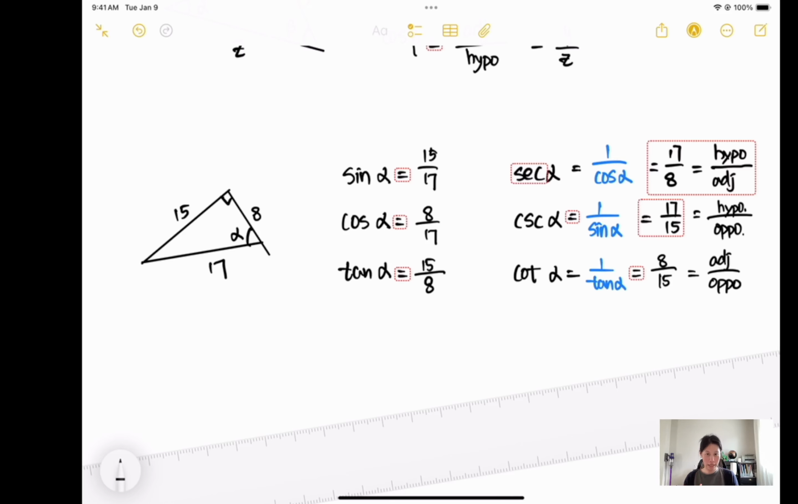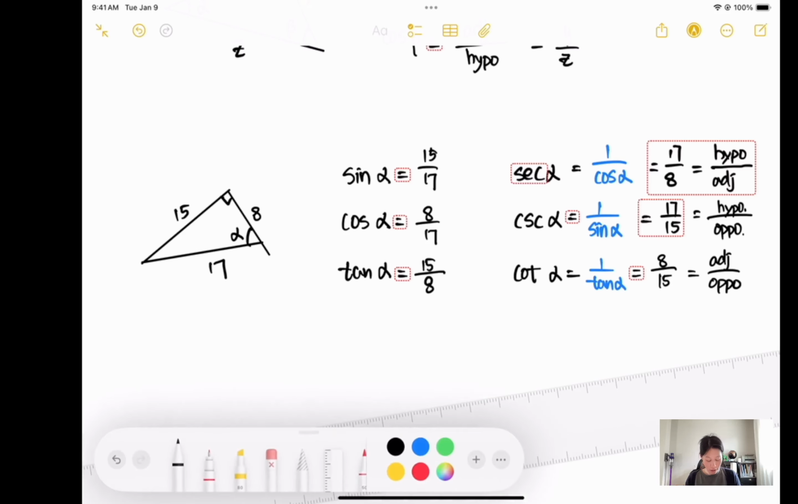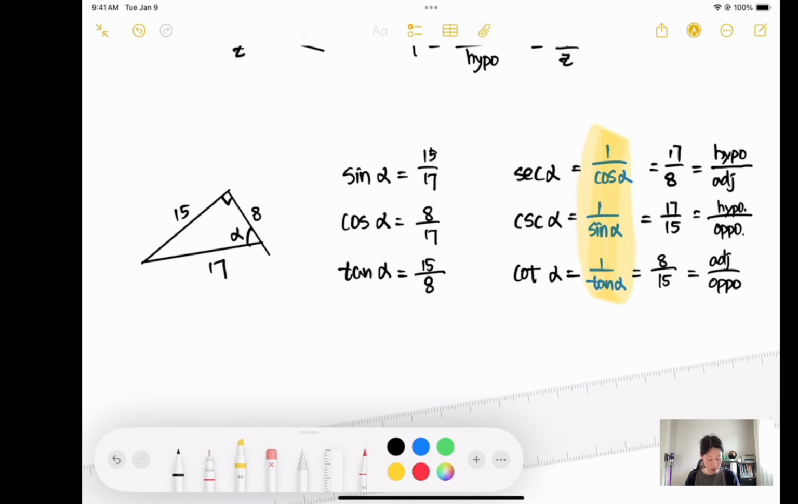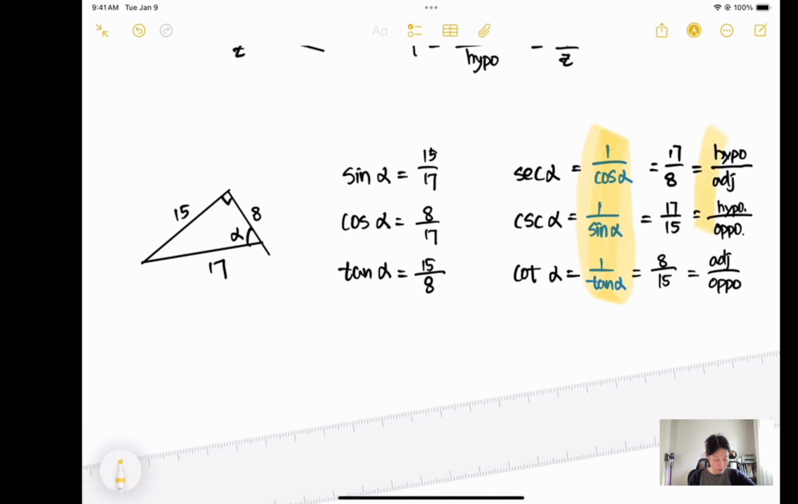So in finding the reciprocal functions, which are secant, cosecant, and cotangent, we have two ways to do it. One is to find out what the original function is and just flip it upside down. The second way to do it is to find out the definition, and then find the corresponding numbers to get secant, cosecant, and cotangent. That's it for this section.